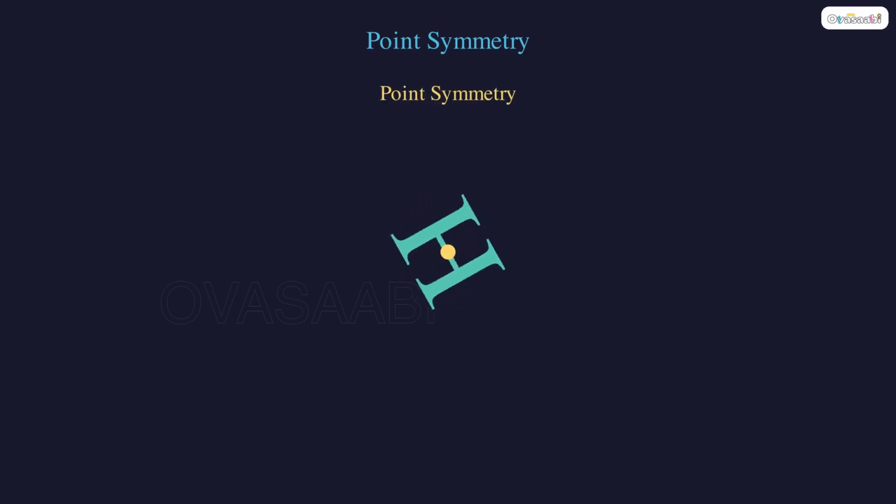Point symmetry is different. A shape has point symmetry if it looks the same after turning it halfway around a central point, like rotating the letter H.